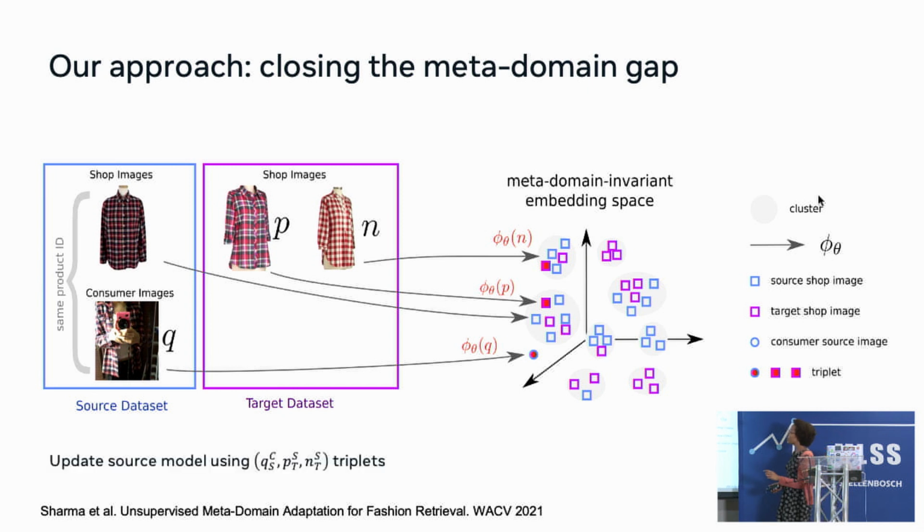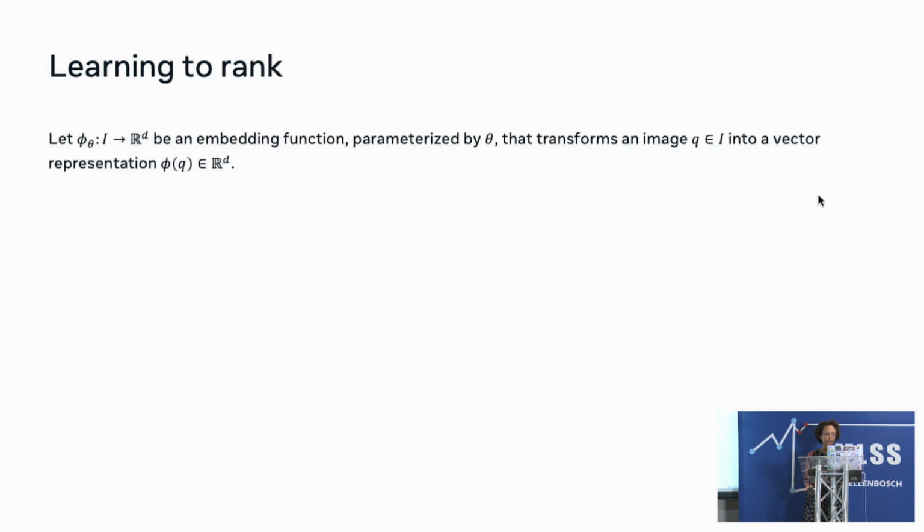And so once you do that, you're going to be able to make a relationship between shop images, which you have, and positive examples, and then also negative examples, right? And so that's going to allow you to create these triplets that we were mentioning.